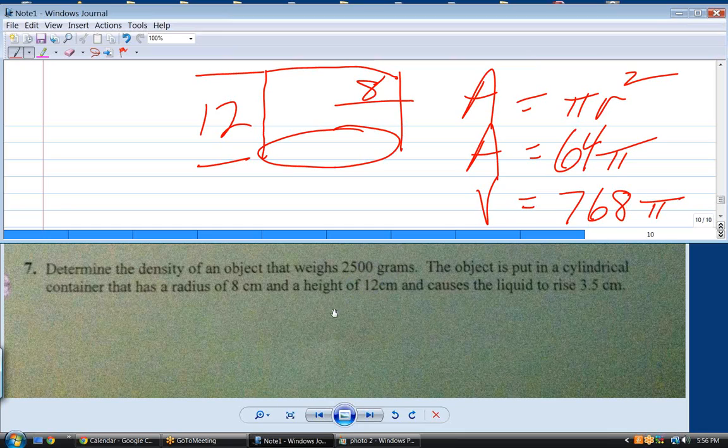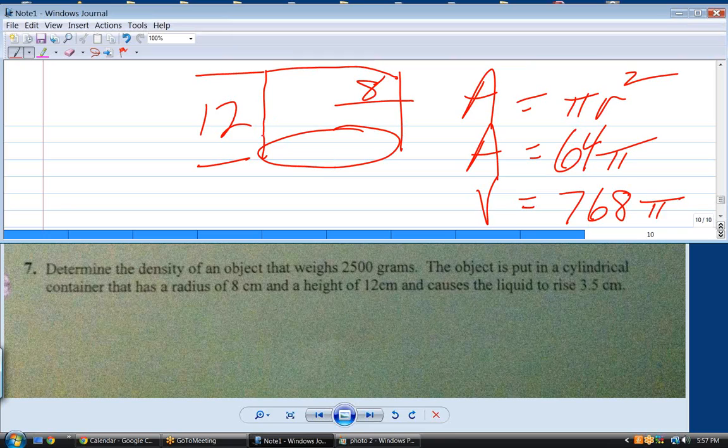If I take any object whatsoever, regardless of its shape, and I put it into this container full of water, or it doesn't even say it's full of water, it's got some liquid in it, and it causes the liquid to rise 3.5 centimeters, that tells you the volume of that object. I could have a cube, a sphere, or an odd-shaped knife. If it causes this cylinder to rise by 3.5 centimeters, that's telling us the volume of that object.